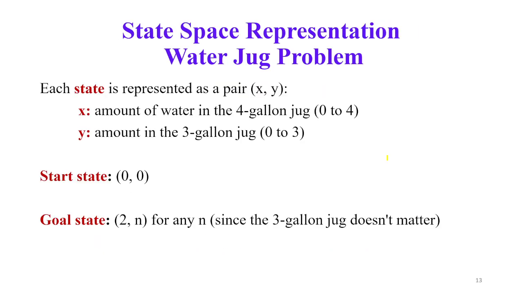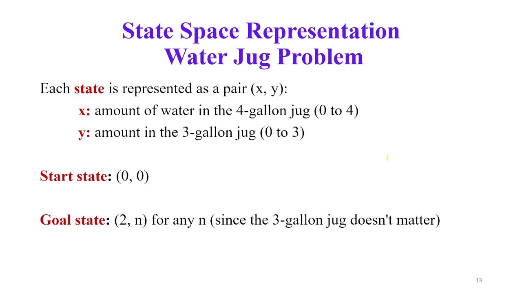Now we have to formally define everything. Here, each state is represented as a pair, that is x comma y. Here x is the amount of water in the 4-gallon jug. So what is the possibility here? It can range from 0 to 4. And y is the amount of water to be filled in the 3-gallon jug, ranging from 0 to 3. So what is the start state or the initial state? It is 0 comma 0, meaning both jugs are empty. You don't have any water in it. You have to start filling it.